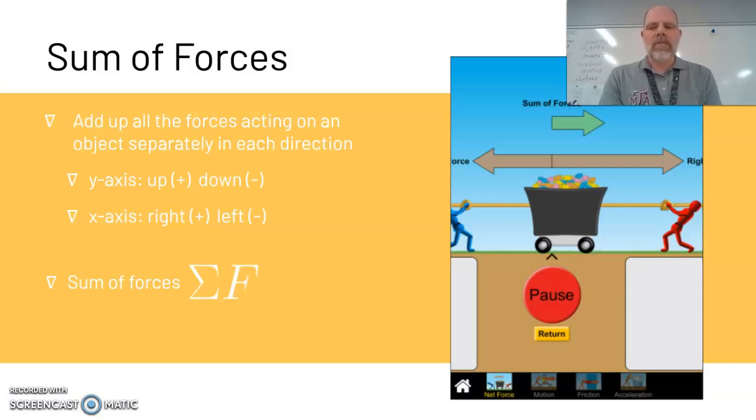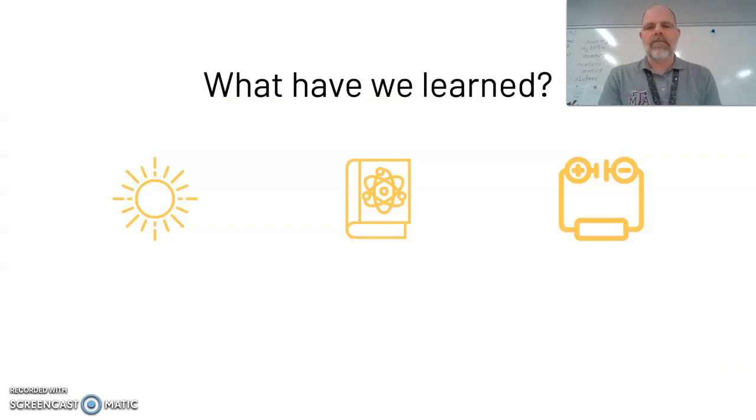We use the symbol sigma, that's the big E, and the F, that's the sum of forces. If we wanted to know the sum of forces in the y direction, we would have the capital sigma, the F, and then a little subscript y, and then we would show what our sum of forces are. We also have the net force. The net force and the sum of forces are interchangeable for the most part. The net force tells us what the net force in a particular direction is, or the total net force on an object.